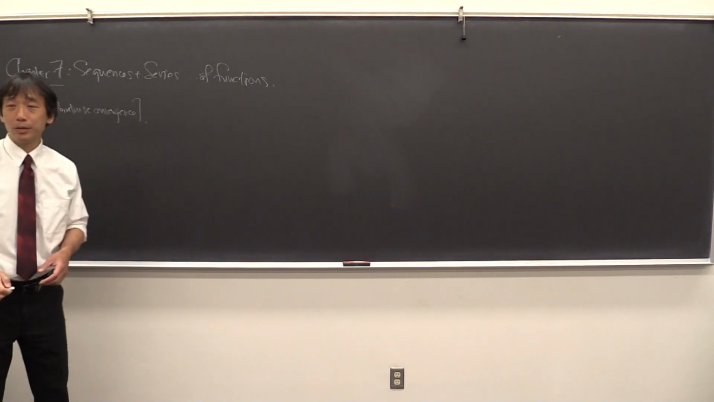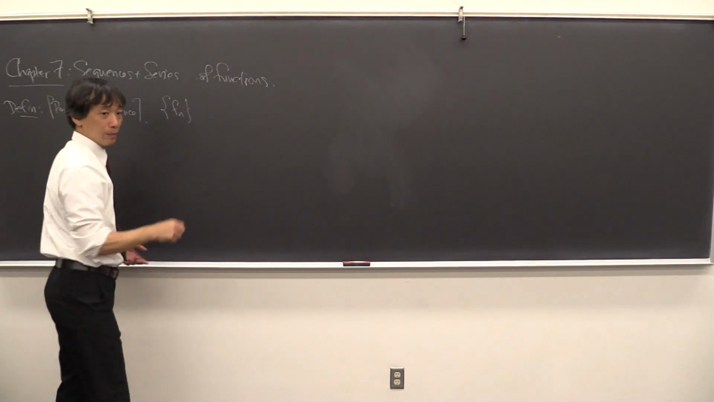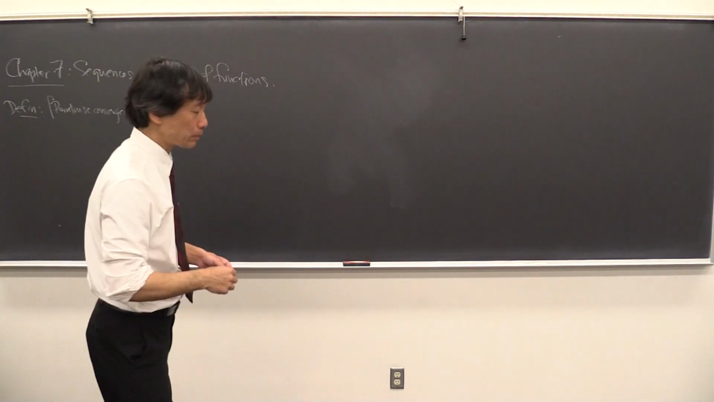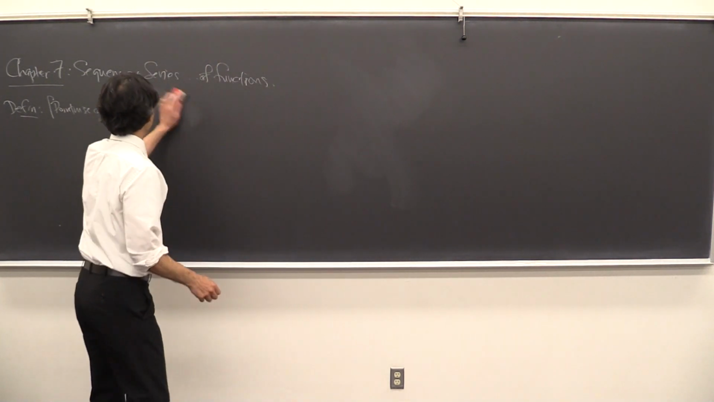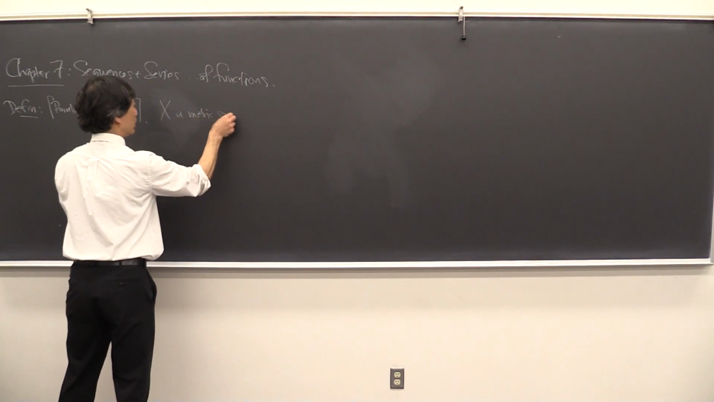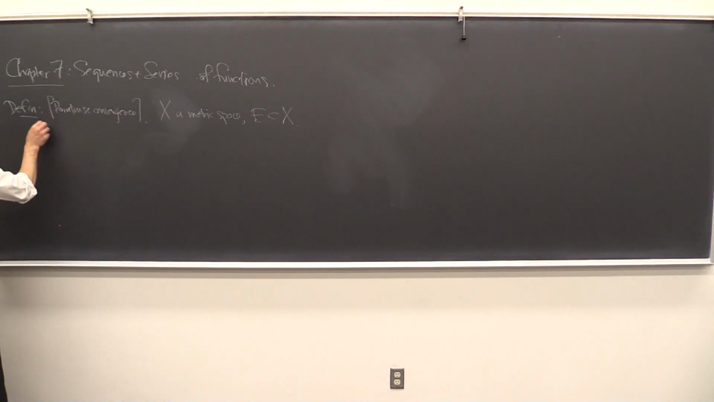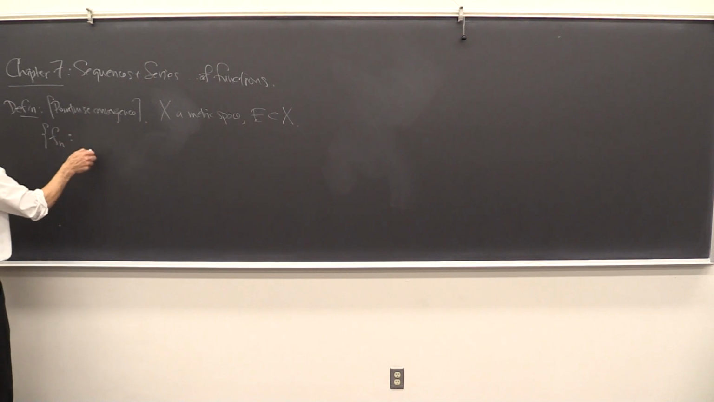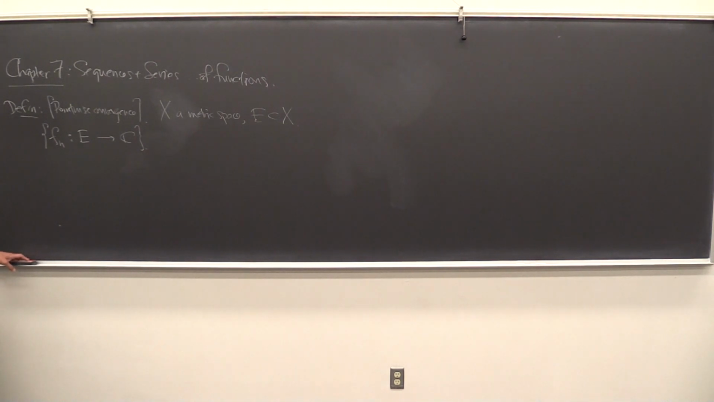And so the idea is like this. You have a bunch of functions, right? So let me set things up properly here. You have a metric space, and you have a subset of the metric space, and then you have a collection of functions that are complex valued. Okay, so you have a bunch of complex valued functions on your metric space.